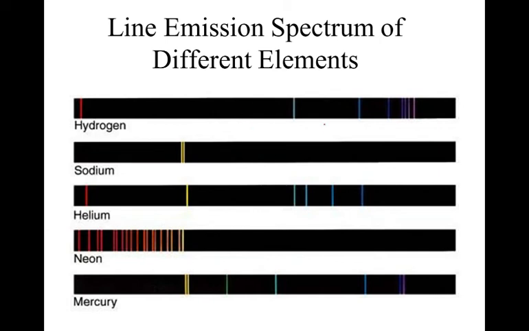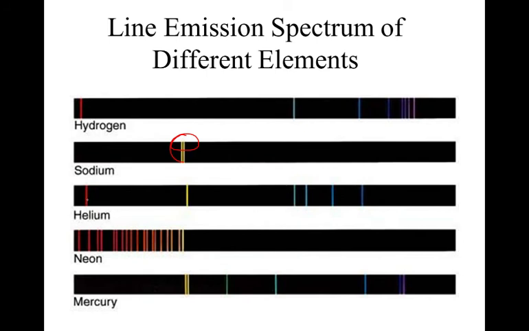So here's a bunch of different ones. Hydrogen gas looks like this. We've got a red one way over here, and then we've got this light blue color, and then it gets darker blue, and then we get some purples, lavenders. Sodium is a metal, but if we heat it up and get a gas, we only get lines right here. How interesting is that?